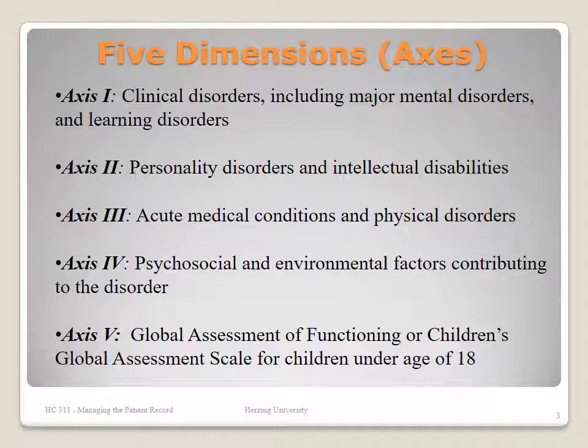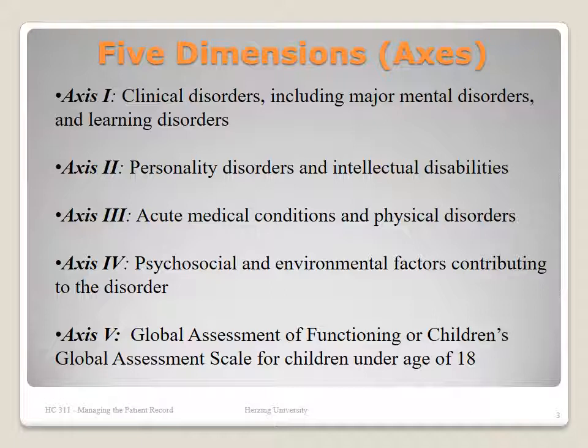The fourth axis is where psychosocial and environmental problems get listed. The following will be recorded under this axis: problems with a primary support group, such as a divorce, abuse, or death, problems related to a social environment, education problems, occupational problems, housing, and economic problems.